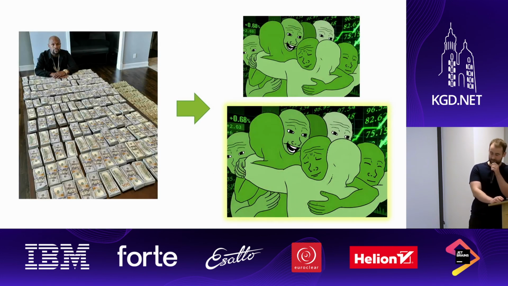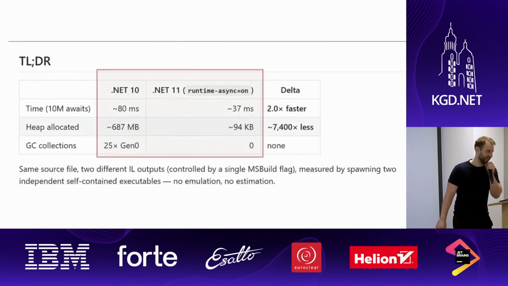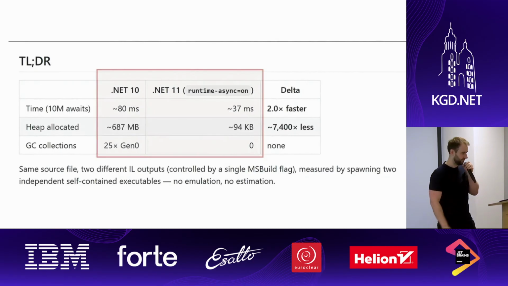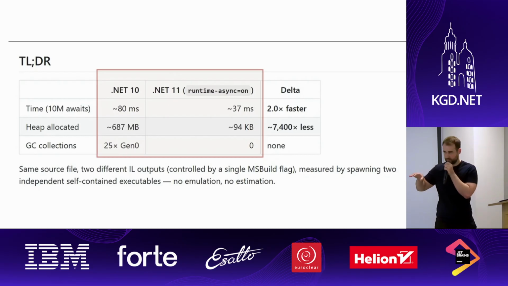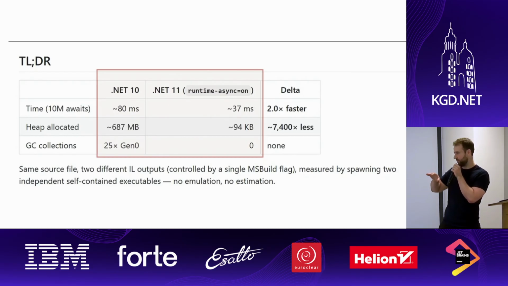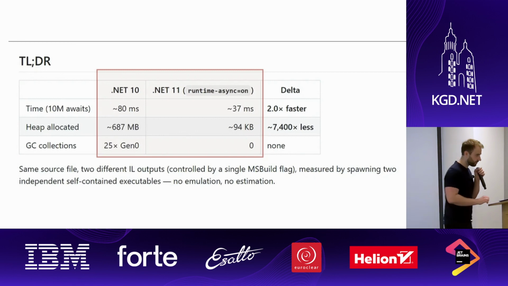Well, now let's try to switch our brain into a different mode. As you may see, this is a preliminary benchmark trying 10 million awaits, and you can see that time dropped by half and heap allocation dropped almost completely, and we don't have garbage collections here.